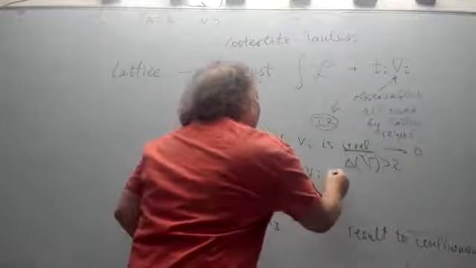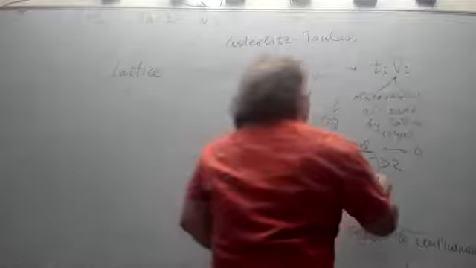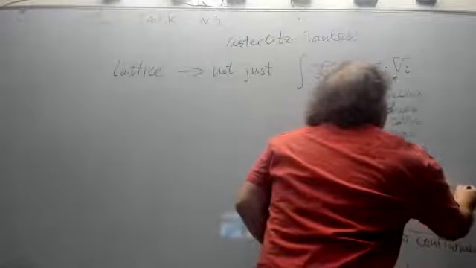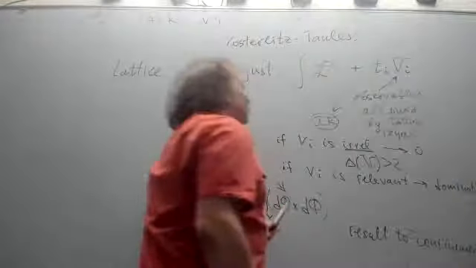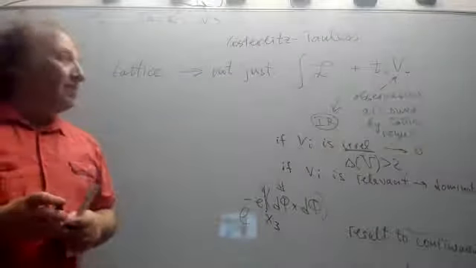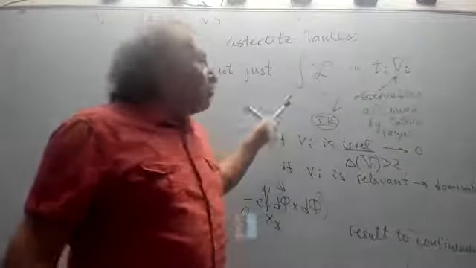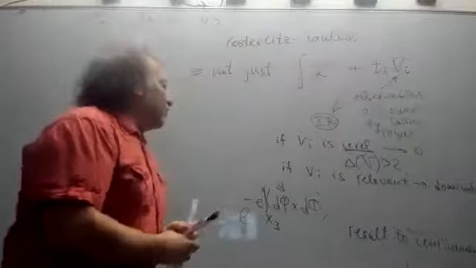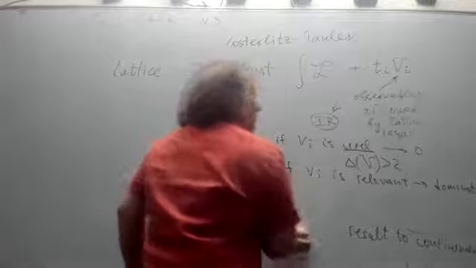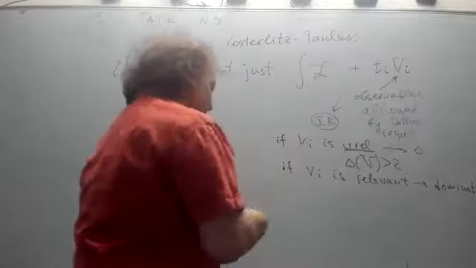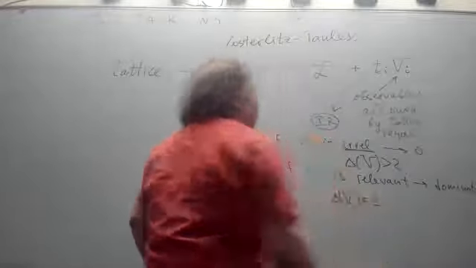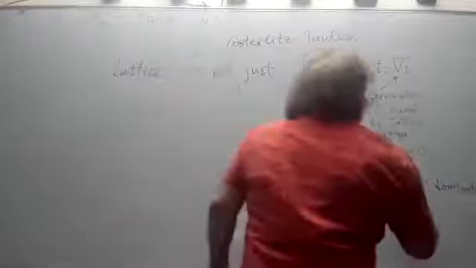If V_i is relevant, then it would dominate. So if you go to the infrared, this would dominate. And it would change the theory completely. You do not want it in the Lagrangian. You cannot do anything. It will dominate. And of course, between irrelevant and dominant or relevant, you have a margin, equal to 2. You have a margin.